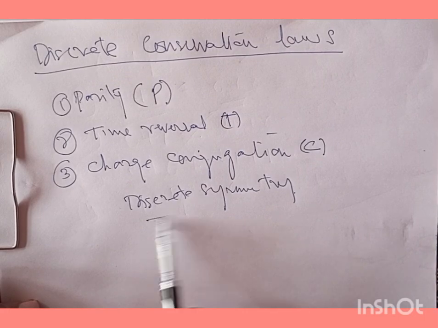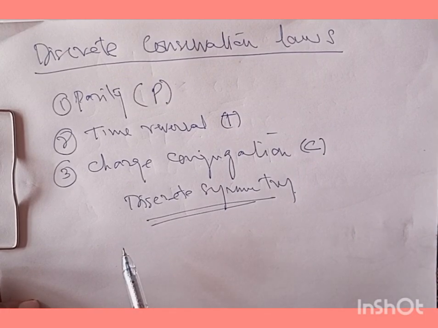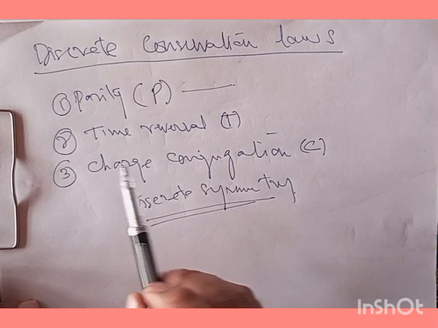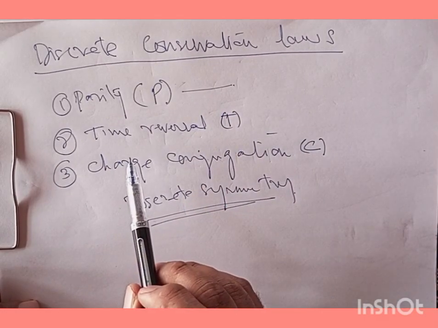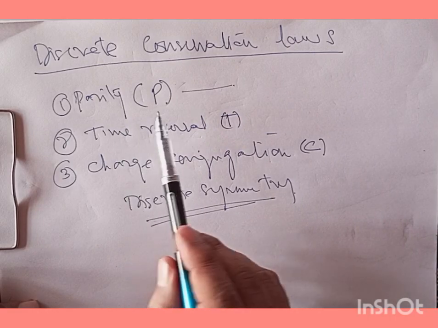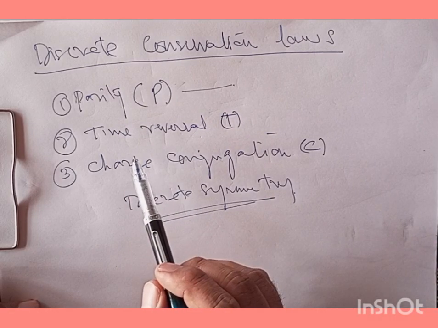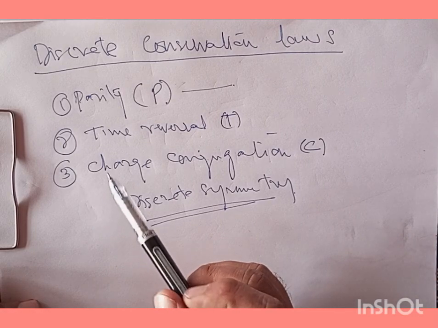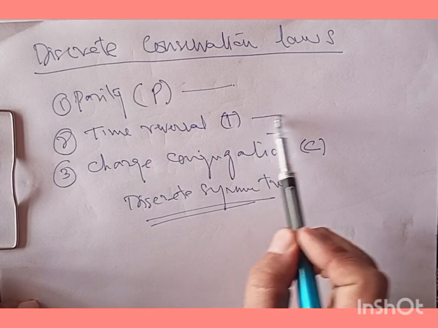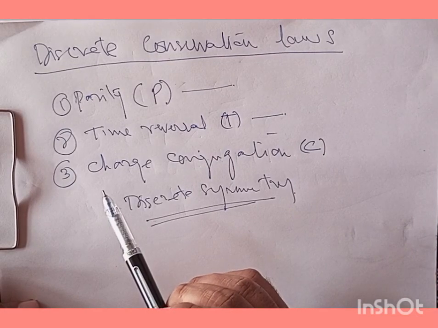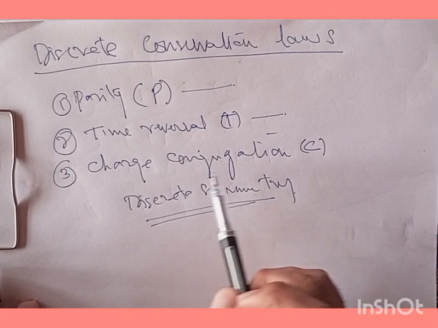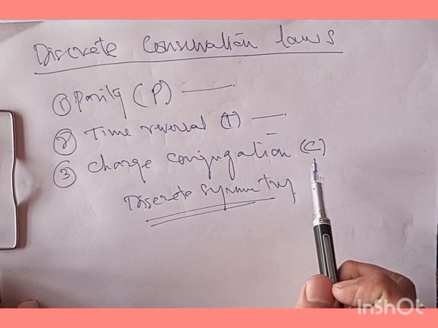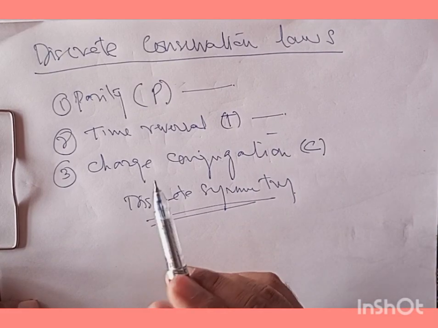The examples of discrete symmetries are, the first one is parity, which involves space inversion, and then we have time reversal, and we have charge conjugation, which is symbolized as C.